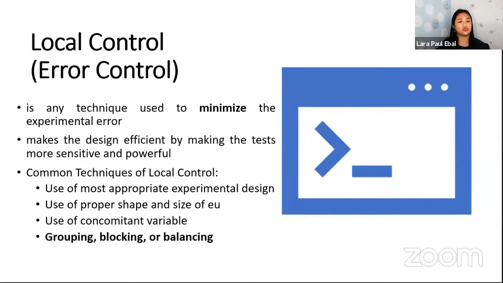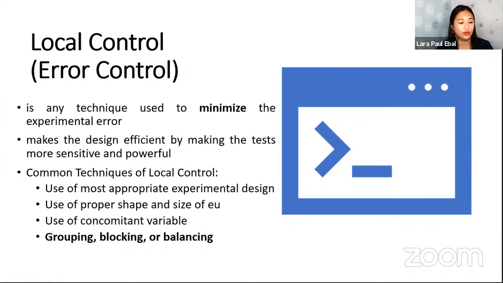And then local control. It is any technique used to minimize experimental error. So although you want to measure experimental error, you also want to minimize that. Okay, we want to minimize the experimental error so that we can focus only on the differences or the discrepancies among the treatment levels or among groups. Okay, it makes the design efficient by making the test more sensitive and powerful. Powerful in a sense that we're able to detect any differences if those differences really exist.